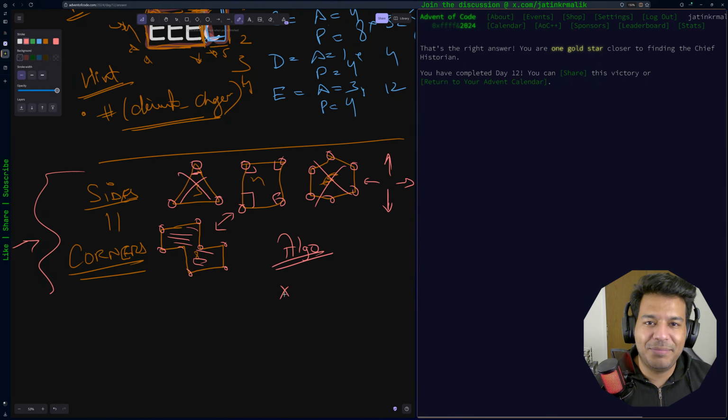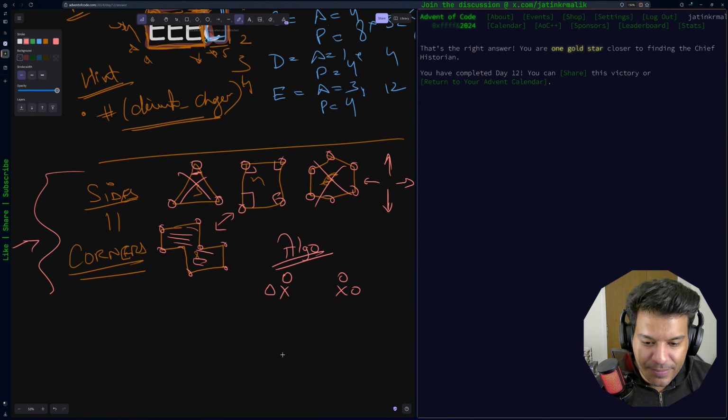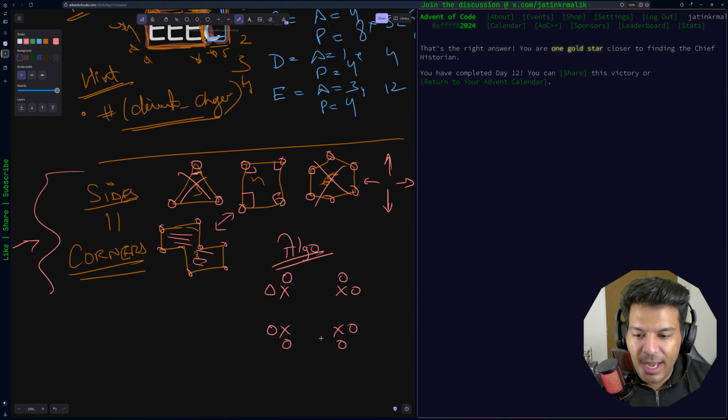Anyways, brilliant, right? So in our algo, if you look at this, we only have 4 types of corner, where if you have X here, you will have 0, 0 here; you have X here, you have 0, 0 here; you have X here, you have 0, 0 here; and you have X here, you have 0, 0 here. And everything else here is not going to work.